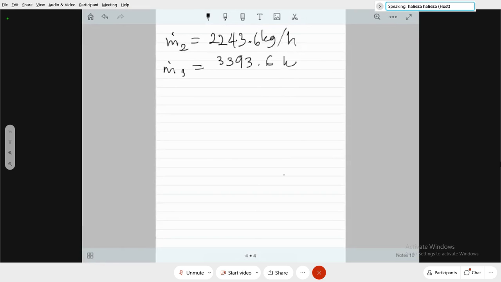3393.6 kilograms per hour. That's slightly different from the textbook, which is 3390 kilograms per hour. So that's your final answer. And what else is asked in this problem? You need to find the volumetric flow rate of the 400 degrees C superheated steam.